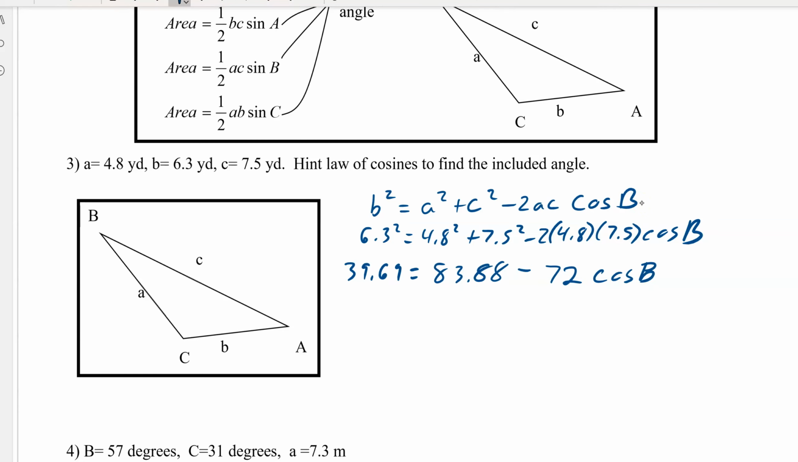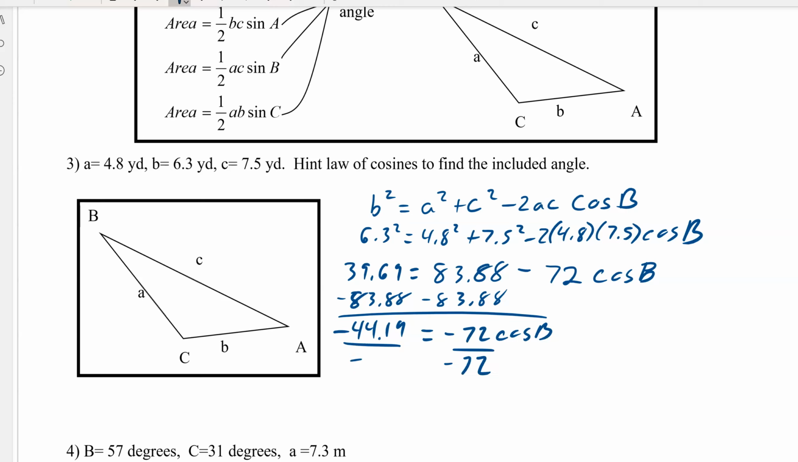And then now it's just subtract, divide. So minus 83.88. So that gives us negative 44.19. And the other side is negative 72 cosine B. And then we divide by negative 72 cosine B. So that's 0.61. And so then B would just be the inverse cosine of 0.61. And that gives us 52.1 degrees.